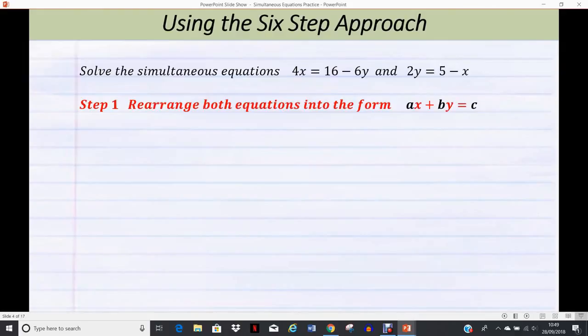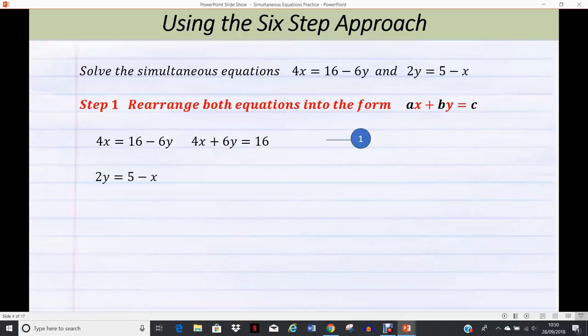Step 1 is to rearrange the equations into the form ax plus by equals c, where a, b and c are constants or numbers. So 4x equals 16 minus 6y. Here we need to bring the minus 6y over the equal sign to produce 4x plus 6y equals 16. We're going to label that equation 1.